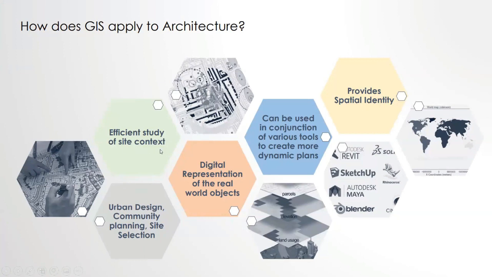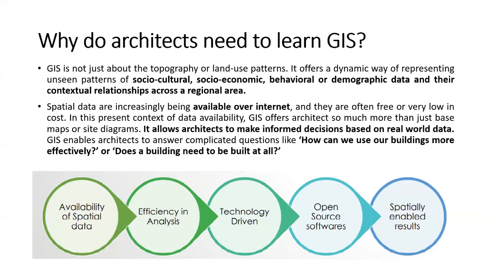Efficient study of site context. You can do site analysis using GIS and remote sensing. Digital representation of the real world objects in separate layers. The real world is separated into different layers, and we can overlay them in the GIS software and do the analysis. It can be used in conjunction with various tools to create more dynamic plans. It provides a spatial entity. So these are some of the reasons how GIS applies to architecture.